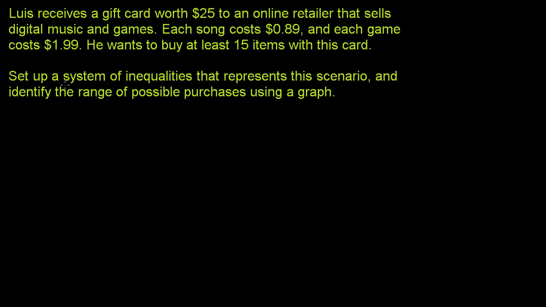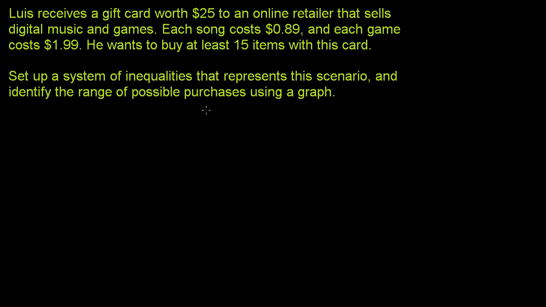Luis receives a gift card worth $25 to an online retailer that sells digital music and games. Each song costs 89 cents, and each game costs $1.99. He wants to buy at least 15 items with this card. And then they want us to set up a system of inequalities that represents the scenario, and then identify the range of possible purchases using a graph.